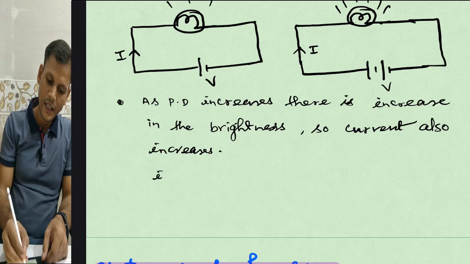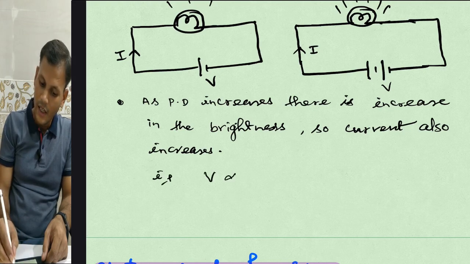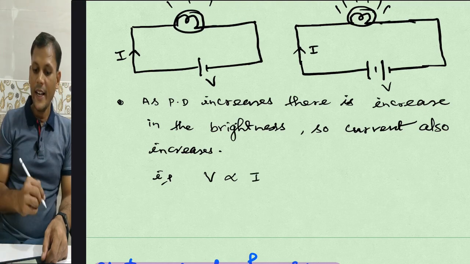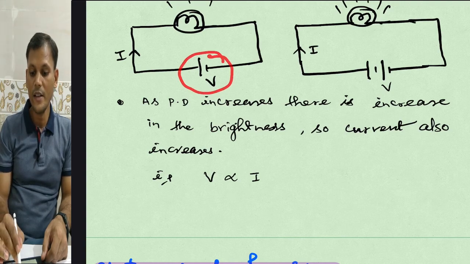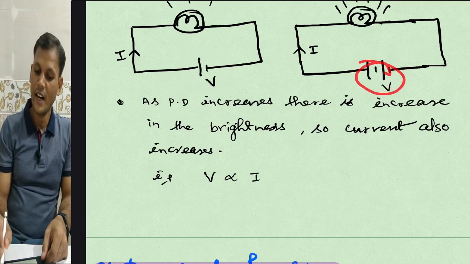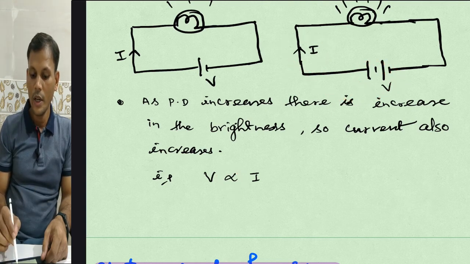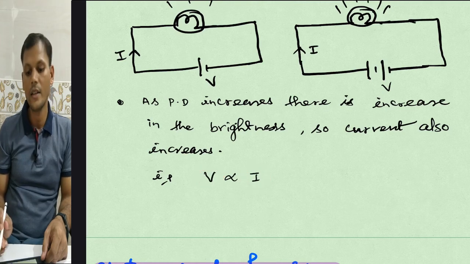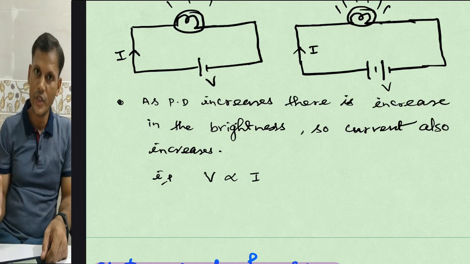What conclusion can we draw? Potential difference is represented by V. It is directly proportional to current I. Why directly proportional? Again I am telling, as we increase the potential, the current also increases. One increases, another also increases. So what is the relation between these two? That is directly proportional. So potential difference is directly proportional to the current flowing through the conductor. This is the basic observation of Ohm's law.